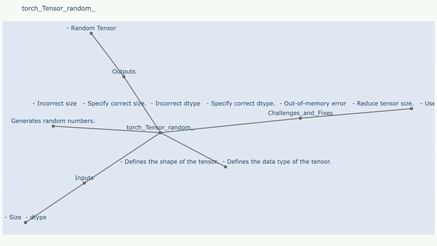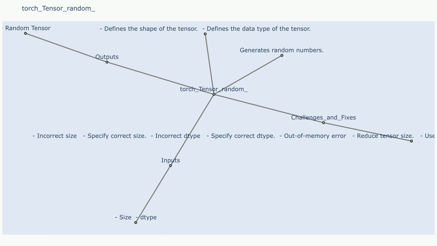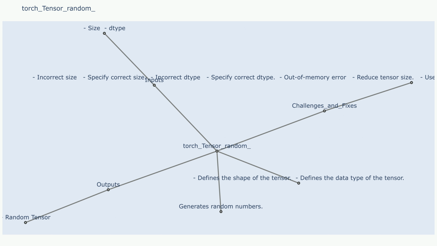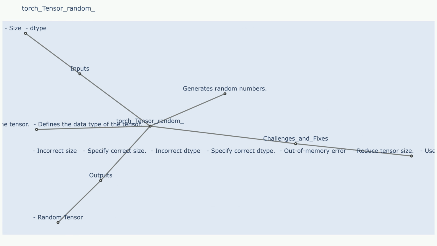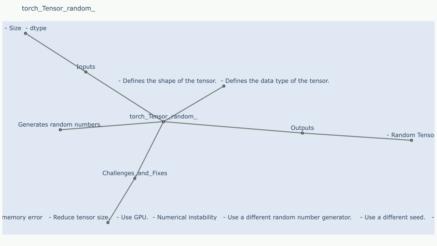Challenge 2. Using incorrect bounds for the uniform distribution. Sample use case: providing incorrect from or to values might result in unexpected random numbers, or a distribution that doesn't meet your needs. Fixes. Carefully consider the desired range for your random numbers and provide accurate from and to values. Double-check the documentation and examples to understand the inclusive and exclusive nature of the bounds.